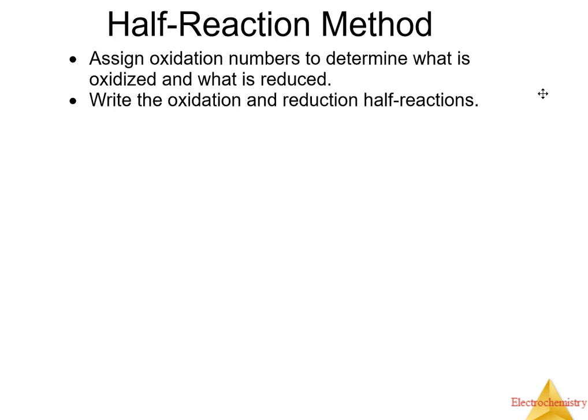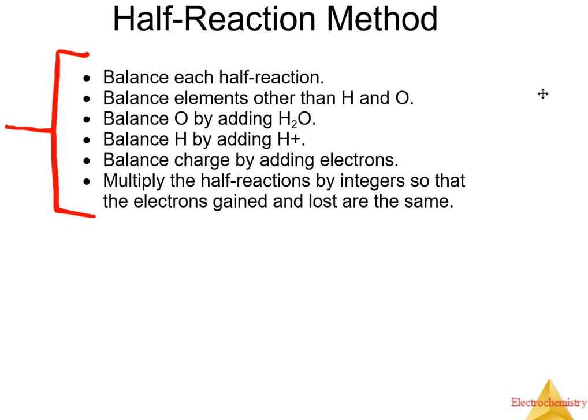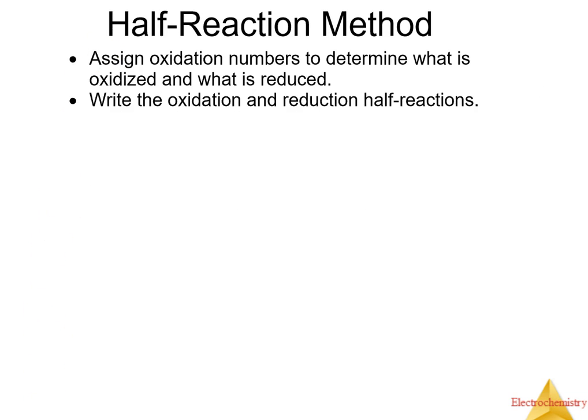Okay, I'm going to put up what the steps are. All right, so here are the first two. Assign oxidation numbers to determine what is oxidized and what is reduced. Write the oxidation and reduction half reactions. I will come back. Okay, so I'll pause it.